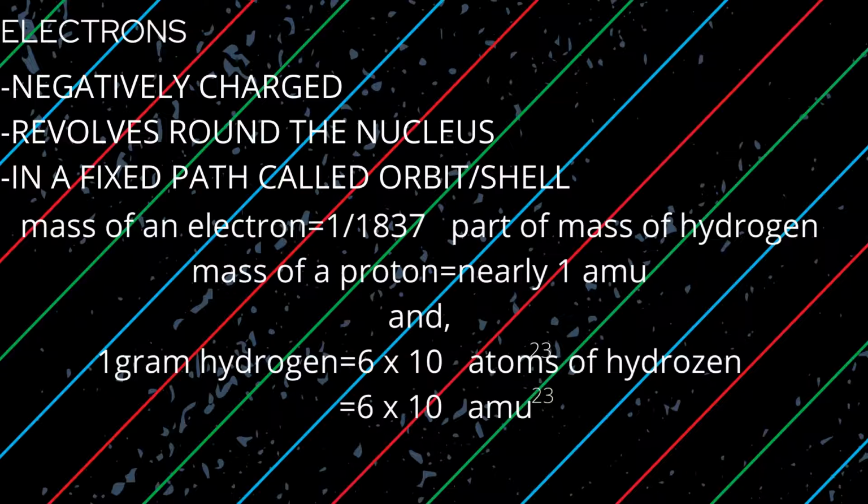1 gram hydrogen is equal to 6 into 10 to the power 23 atoms of hydrogen, which equals 6 into 10 to the power 23 AMU. Mass of a proton equals nearly 1 AMU. So do you know the weight of a hydrogen? It's 1 AMU. 1 gram hydrogen equals 1 AMU.